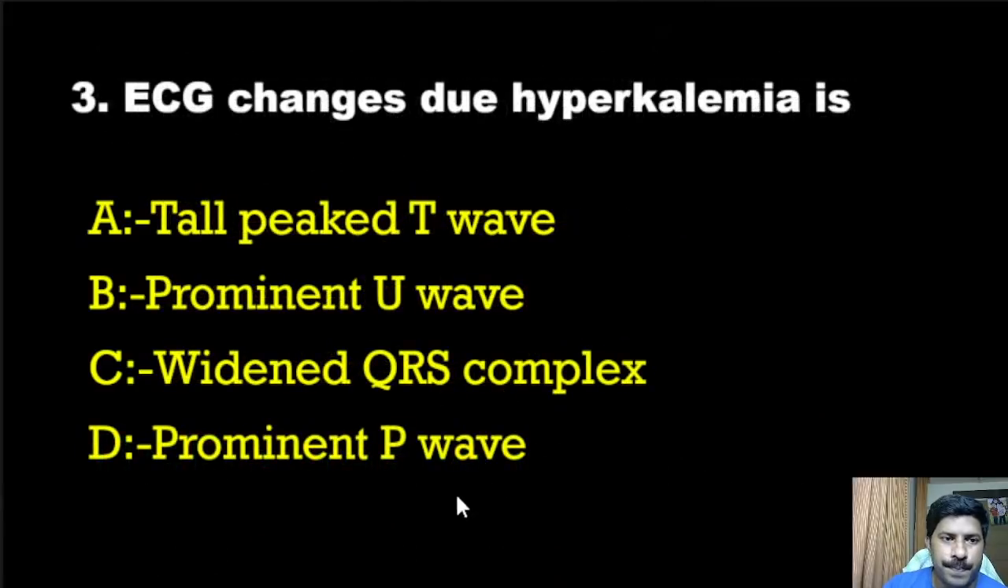Next question: ECG changes due to hyperkalemia. It is a repeated question. Tall peaked T wave, prominent U wave, widened QRS complex, prominent P wave. It is the easiest question. It is a very common and repeated question. Don't make a mistake here.